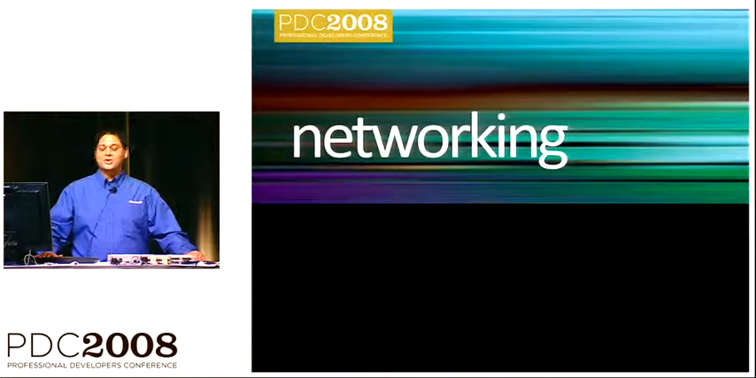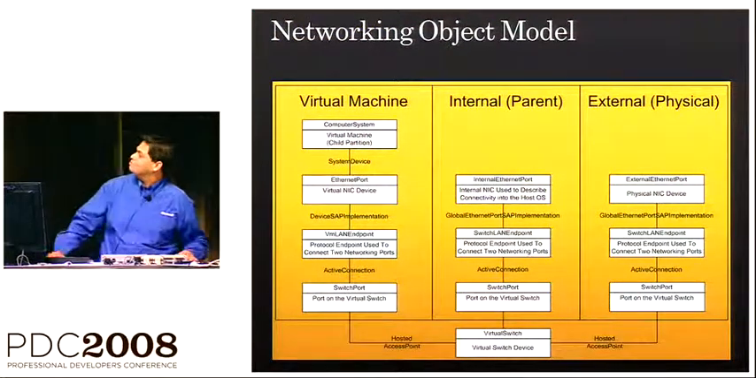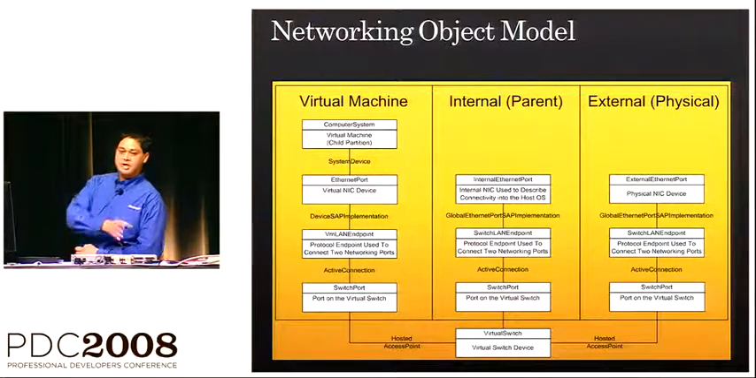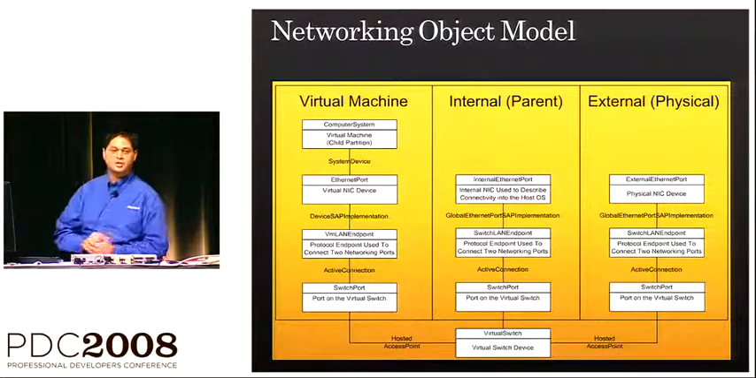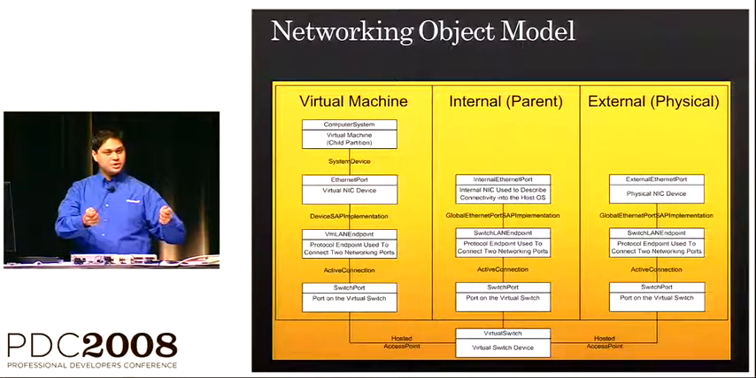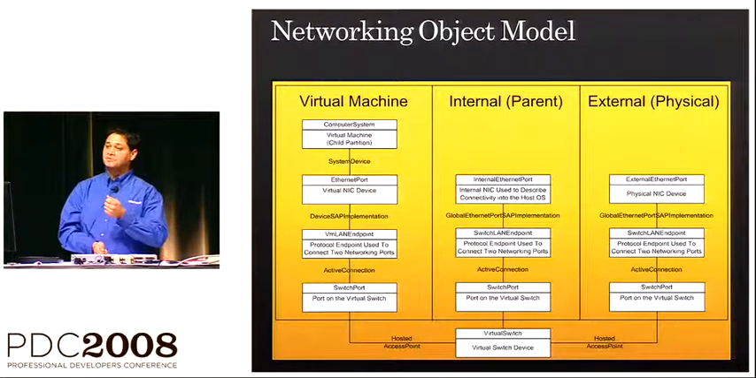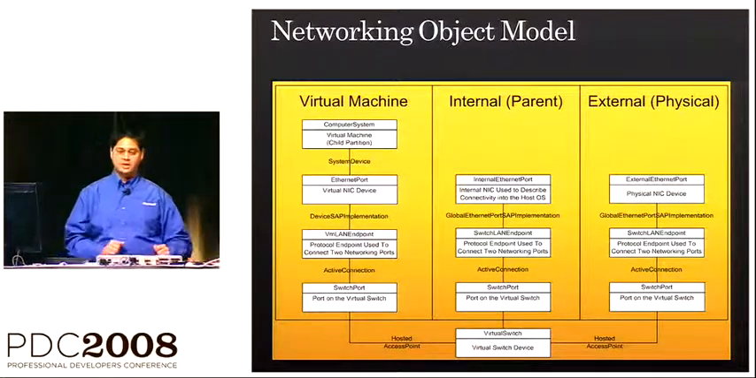So now let's talk about networking a little bit. Actually, this is a pretty busy slide up here, but networking basically has three different connection types, going kind of from right to left here. First, we've got something called an external connection. What that's going to do is connect a virtual switch on your system down to a physical network adapter on your physical system. Next, we've got an internal or parent connection.